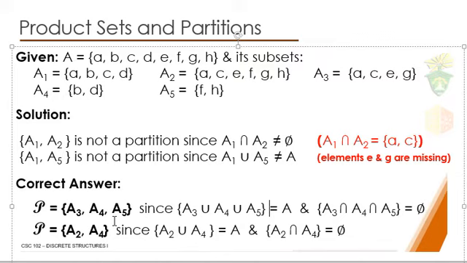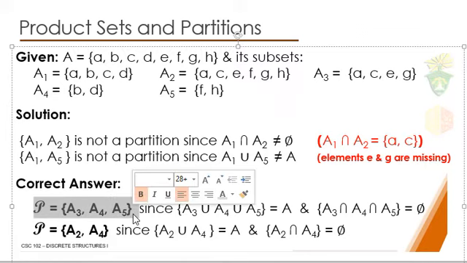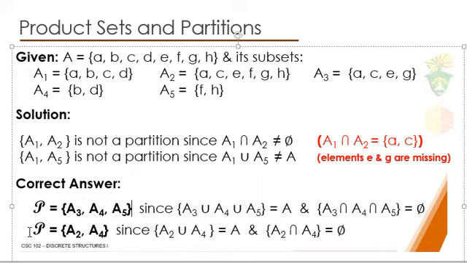Okay. So, if mo-qualify siya sa duha ka criteria, meaning, the given set containing A sub 3, A sub 4, and A sub 5 is a partition of A. Karon, let's check the other answer.